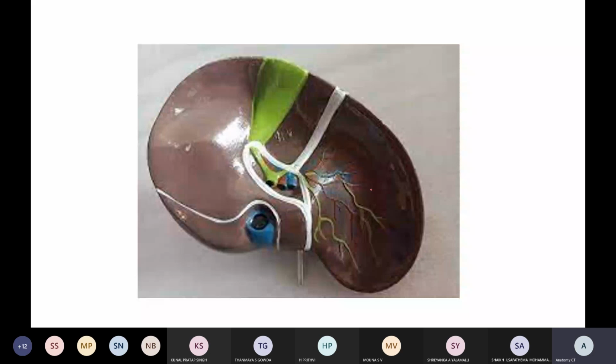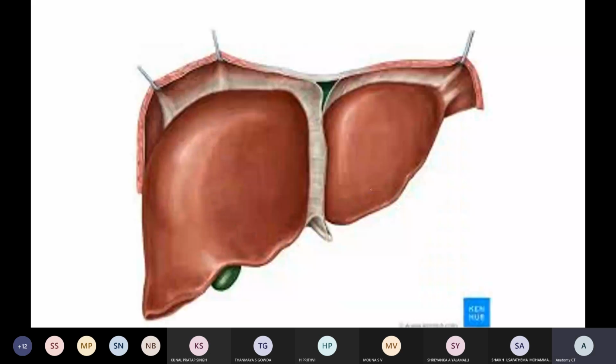This is the visceral surface. So this is the ligament. This is the superior bare area. This is the right coronary, and the left coronary is also called the anterior and posterior fold. And this is the falciform ligament, continuous as the coronary ligament. On the same side, posteriorly, is the ligamentum venosum, right?